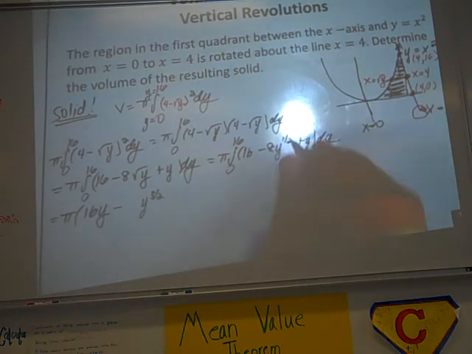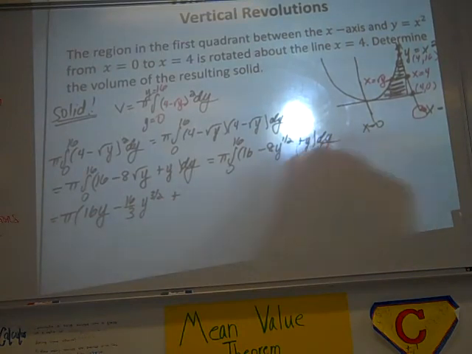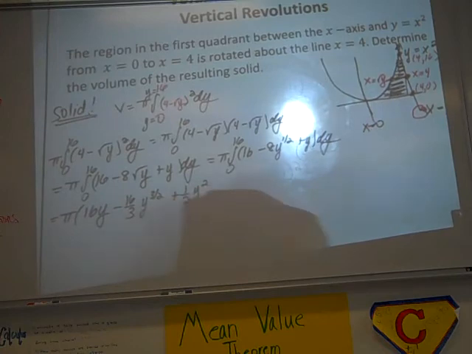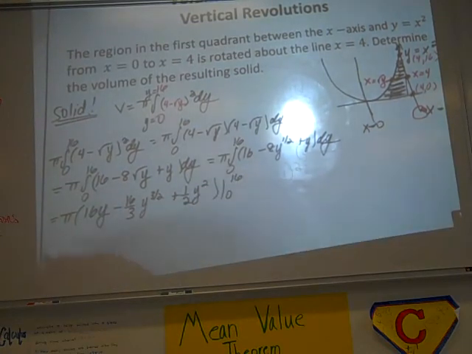Divide 8 by that new power. 8 divided by 3/2 is the same as 8 times 2/3, so 16 over 3. Plus, add 1 to the power, y squared. Divide by the new power, it's the same thing as multiplying by 1/2. Evaluate at 0 and 16.